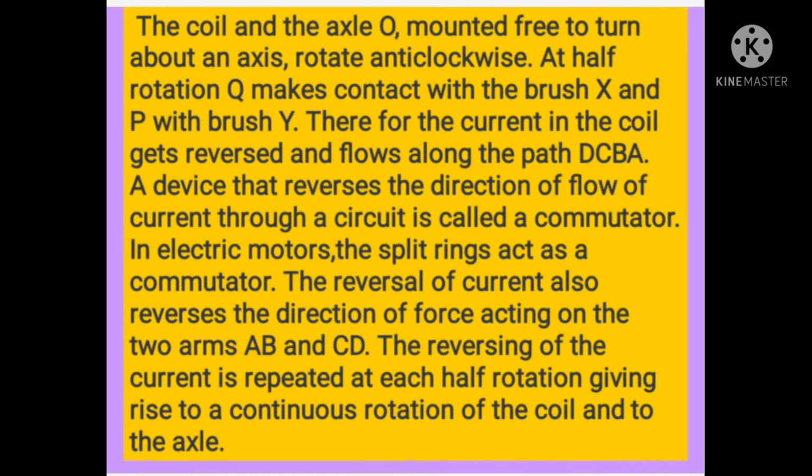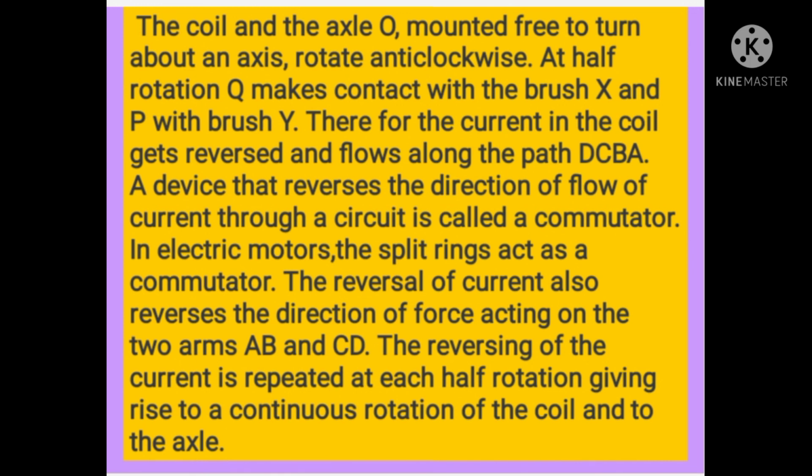A device that reverses the direction of flow of current through a circuit is called a commutator. In electric motors, the split rings act as a commutator. The reversal of current also reverses the direction of force acting on the two arms AB and CD. The reversing of the current is repeated at each half rotation, giving rise to a continuous rotation of the coil and the axle.